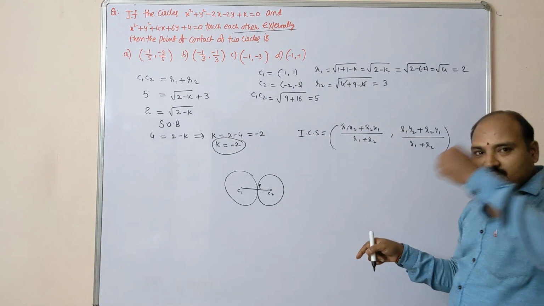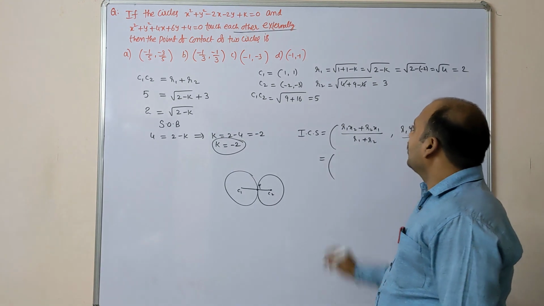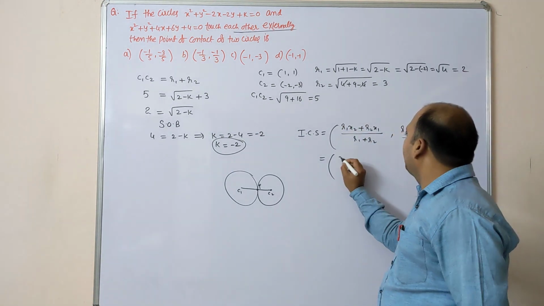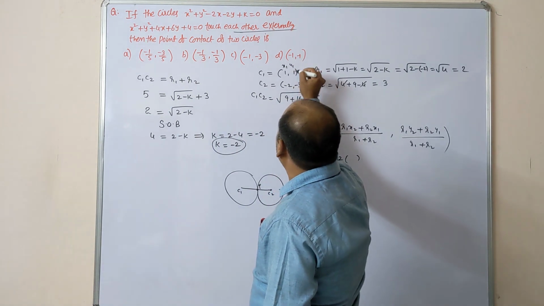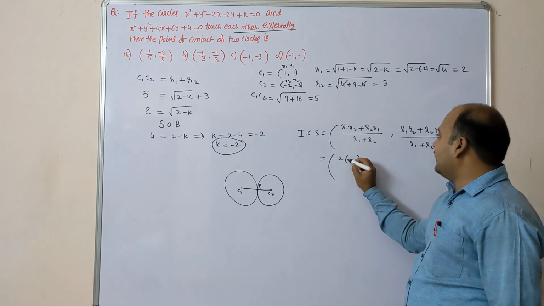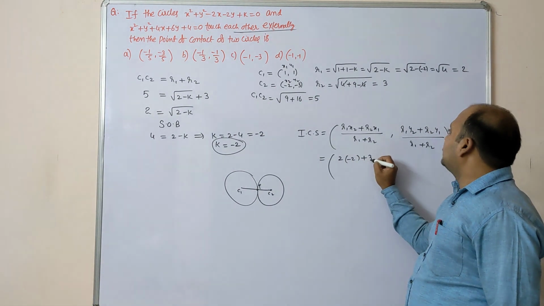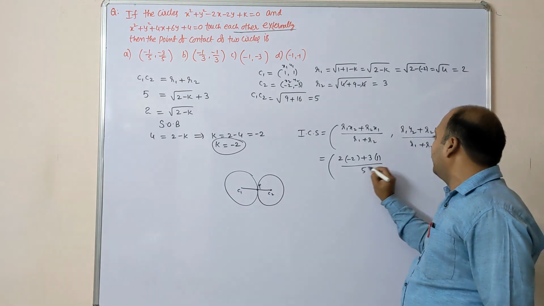For reference, go to the playlist, dear students. All the question answers are there with us. R1 value is 2. What is x2, x1? This is circle center 1, x1, y1, and x2, y2. So x2 value is minus 2, plus R2 value is 3, x1 value is 1, divided by R1 plus R2, 2 plus 3, 5.